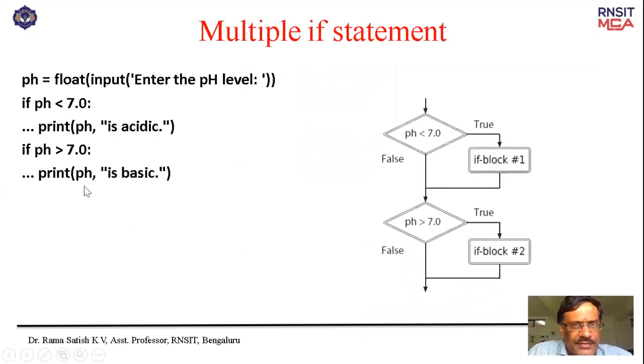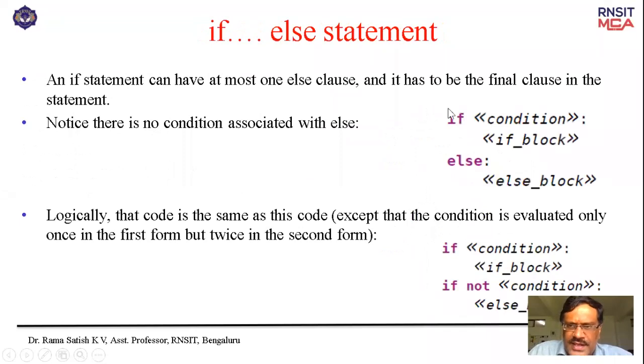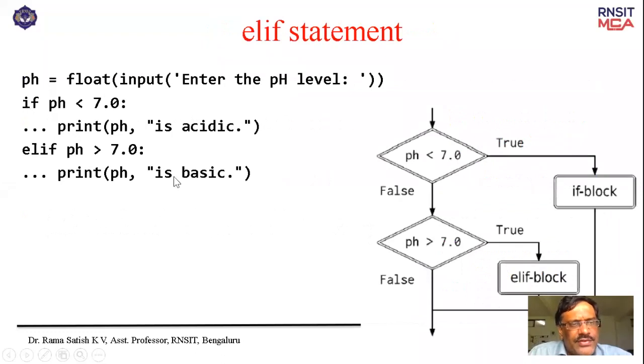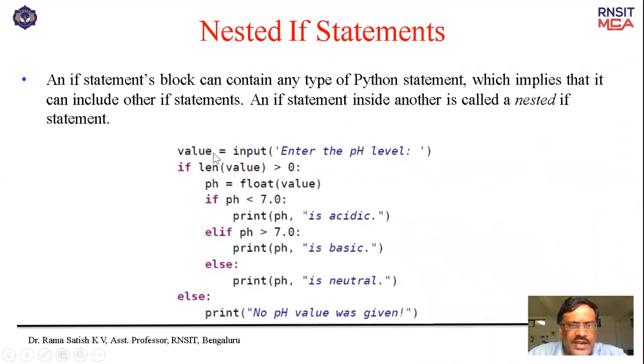You can do it with a simple if statement. Instead of that, you can certainly use if and else, and elif also. In this example, you are taking a value. If the value is greater than 0, you are trying to check whether it is less than 7.0. If it is less than 7.0, it's acidic; greater than, it's basic. If it is not lesser and not greater, definitely it is equal, so you can write it as neutral.